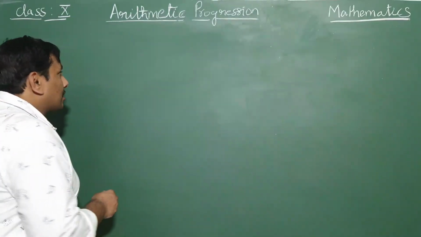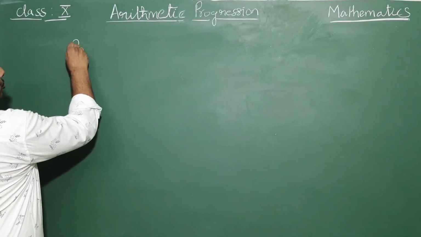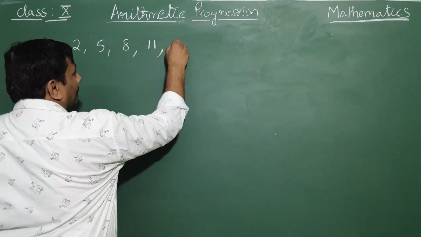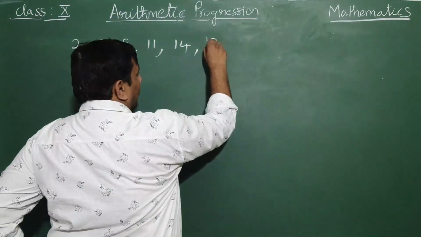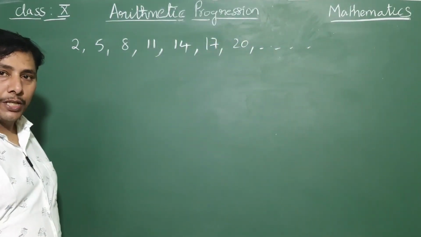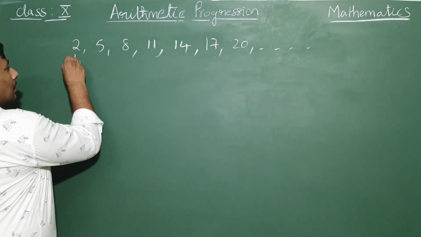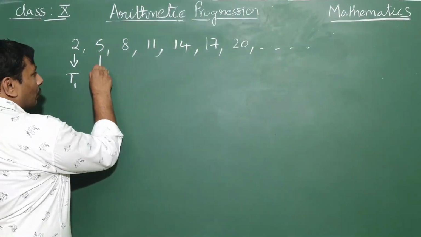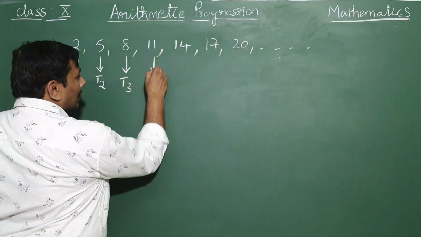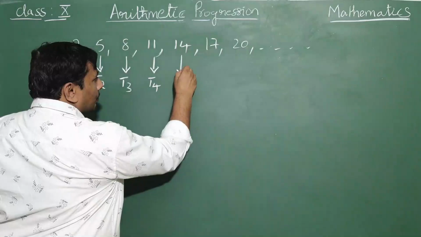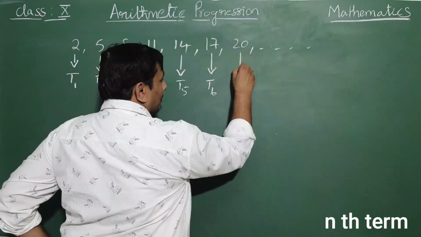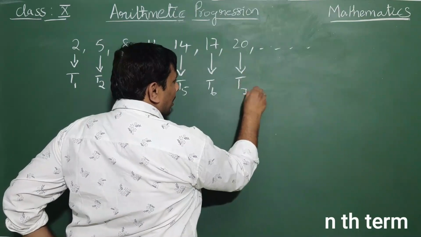Now I'll write a sequence. Let me start with the numbers 2, 5, 8, 11, 14, 17, 20 and so on. I'll name this term T1, this one T2, this one T3, this one T4, this one T5, this one T6, and this one T7.